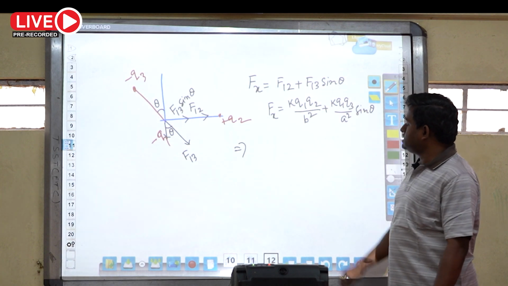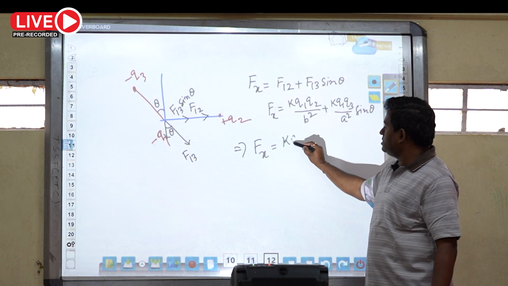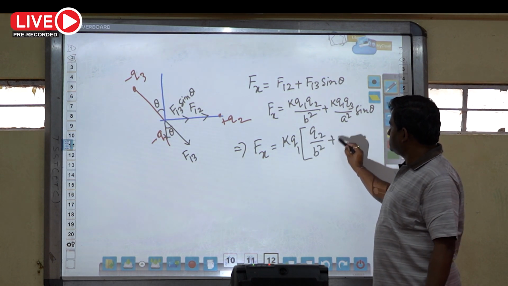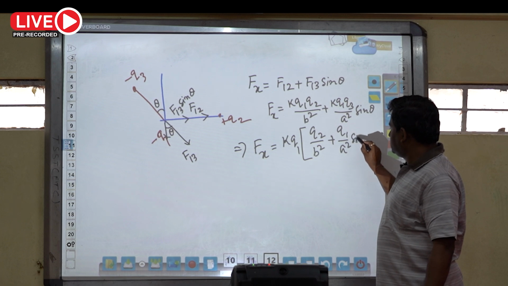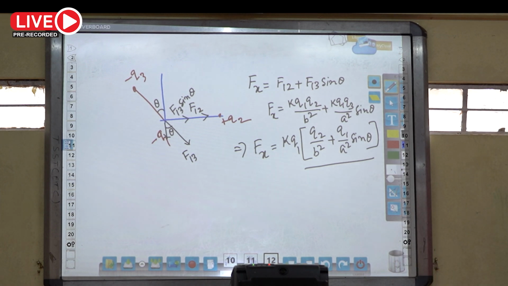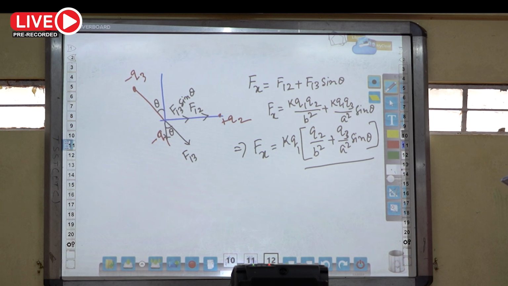Then from this we can write Fx equal to K Q1 times Q2 by B square plus Q3 by A square sin theta. So it is proportional to this part. This is Q3 by A square sin theta. So option B is correct: Q2 by B square plus Q3 by A square sin theta.